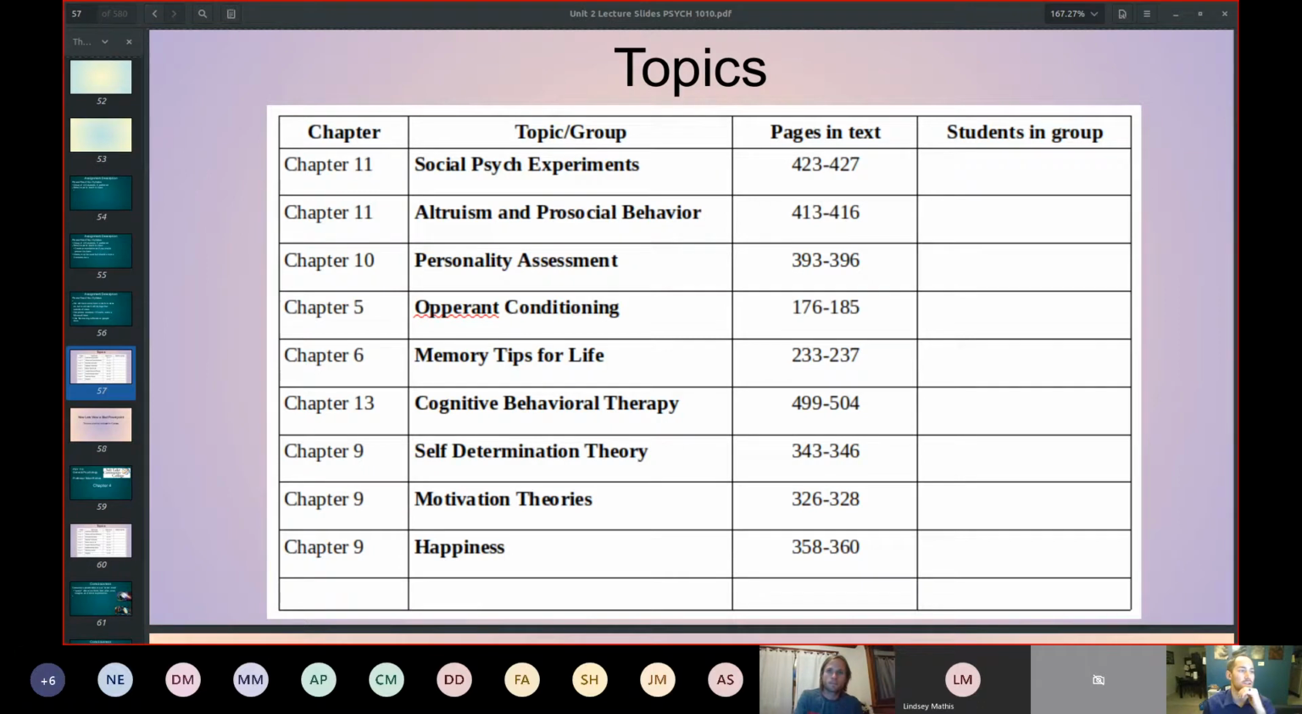Oh, one thing I did not mention, here it has the pages in the text on these topics. So when we're thinking about social psych experiments, you're like, okay, well, that's interesting, but where in the world is that? Where do I start? So today, what I would expect you to do is tell the class which topic you're interested in, basically which group you'd be interested in joining, and then start meeting with that group.